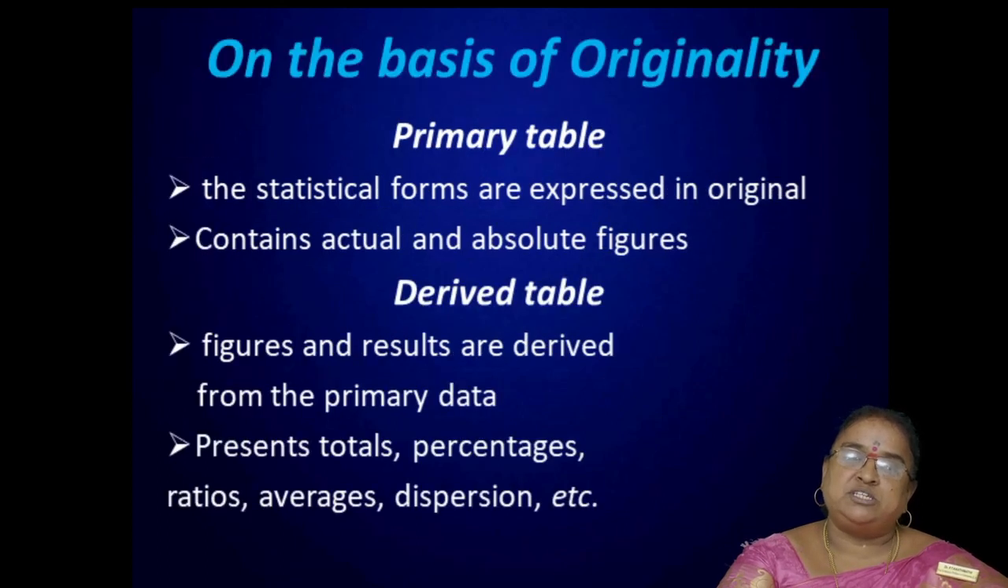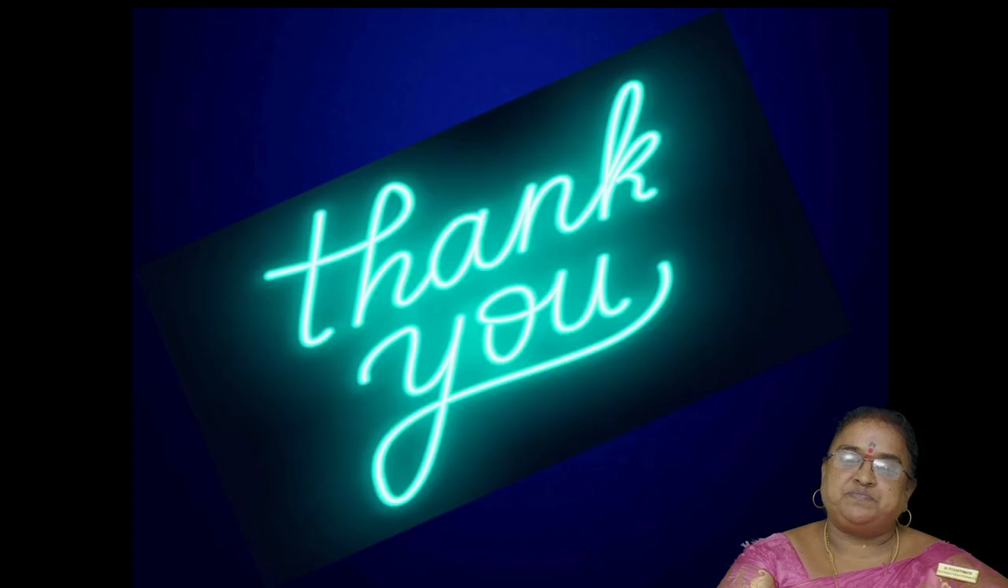Then on the basis of originality, primary table and derived table. Primary means it is original in character. The statistical forms are expressed in original. It contains actual and absolute figures. Derived table. It is derived from the primary data. We have collected the primary data, pooled the data and given the table. It presents totals, percentages, ratios, averages, dispersion, etc. Thank you.